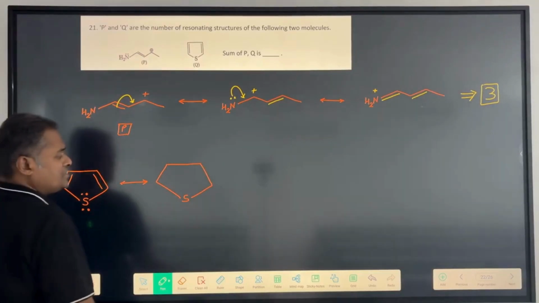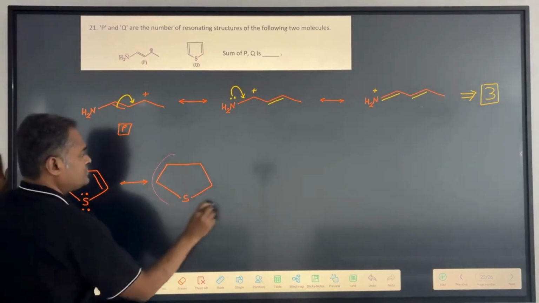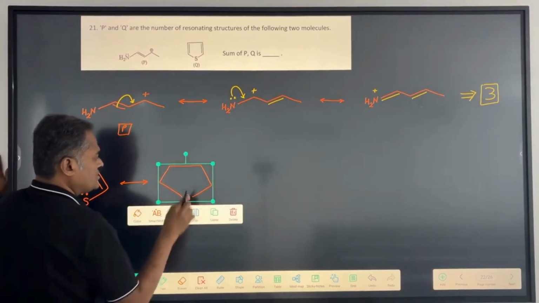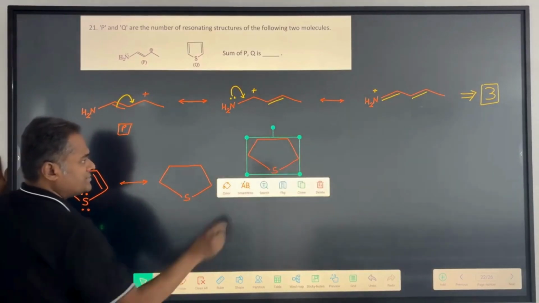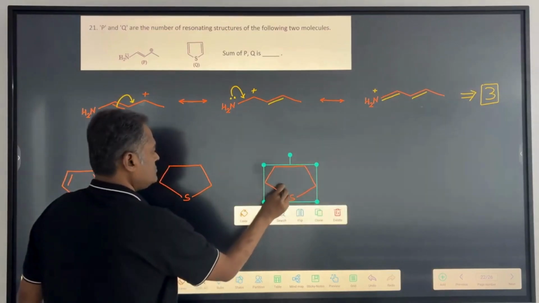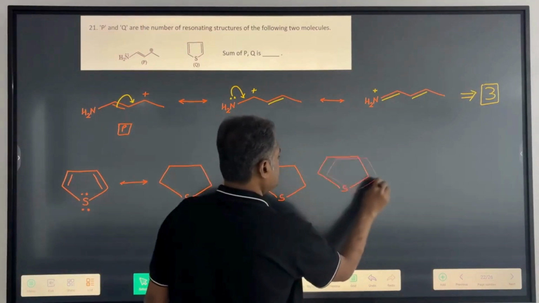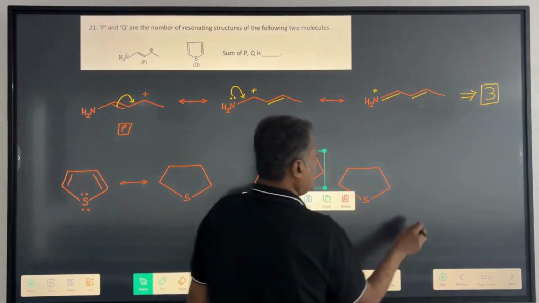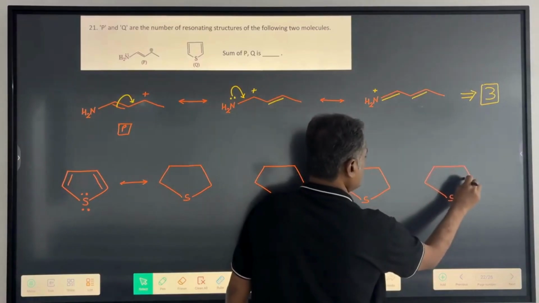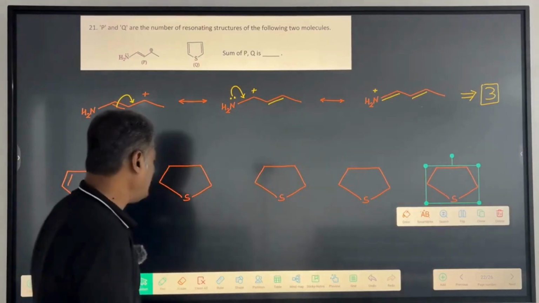Don't put pi bonds. Now I'll just do one thing. I'll just copy this and write again. I'll copy this and again I'll copy this. So now let's write the resonating structures for this.